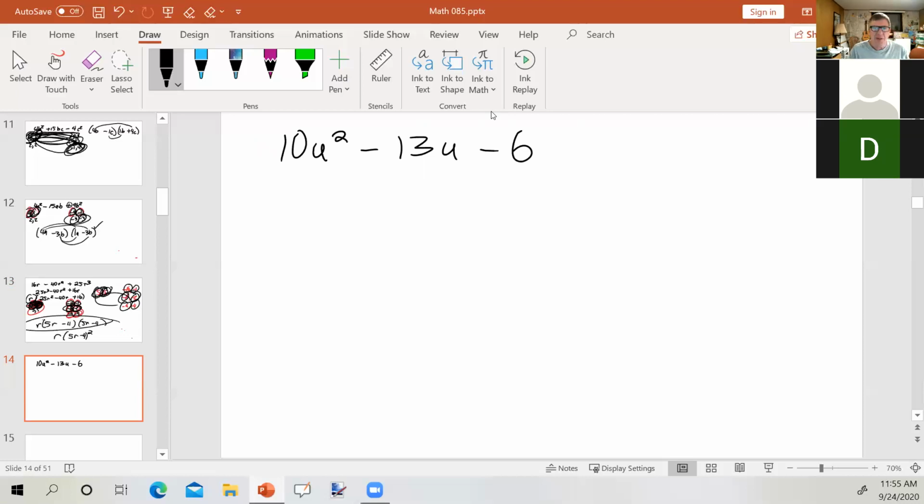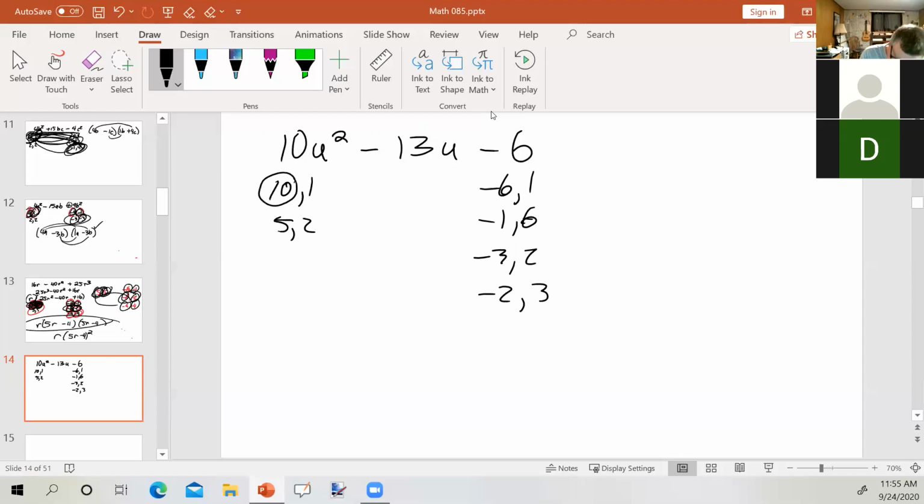Okay, so here's a trinomial. It's in standard form, descending powers of u, no greatest common factor, and the leading coefficient is not a 1. 10 is 10 and 1, 5 and 2. Negative 6, since it's negative, we've got to have negative 6 and 1, negative 1 and positive 6, negative 3 and 2, negative 2 and 3. So we've got 16 possibilities, and I'm looking for a negative 13.